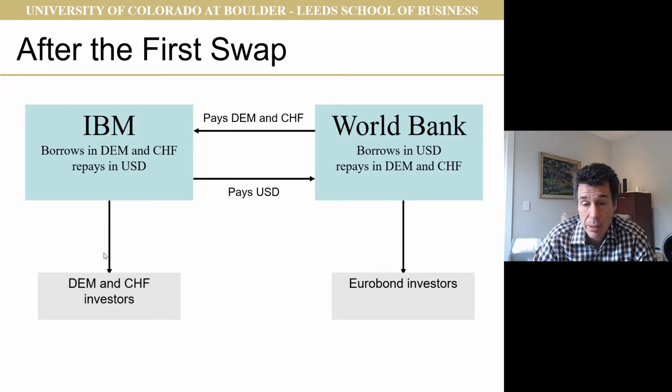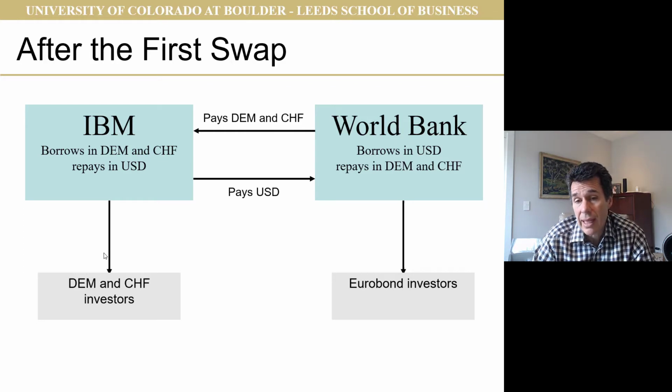IBM pays Deutschmarks and Swiss francs, but only the ones they get from the World Bank. So effectively, IBM's not paying Deutschmarks and Swiss francs. IBM's net cash flow is US dollars. The World Bank's net cash flows are Deutschmarks and Swiss francs. So even though the World Bank borrowed in dollars, it was like they borrowed in Deutschmarks and Swiss francs. And IBM effectively was able to turn their Deutschmark and Swiss franc liabilities into dollar ones. And of course, Salomon Brothers earned a fee for organizing this trade.